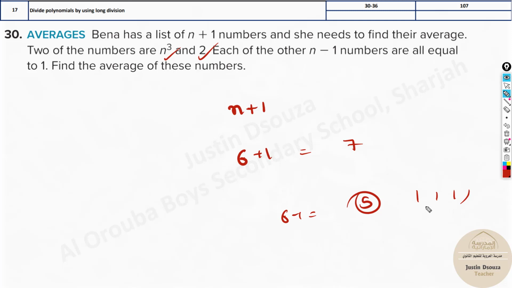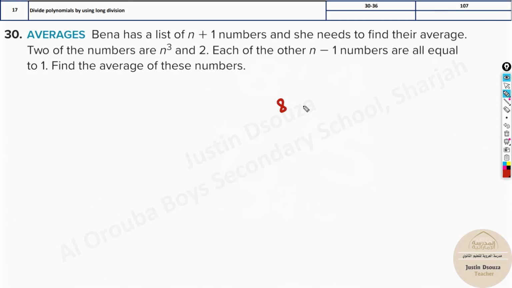We need to find the average. So average means what exactly? Now 6 cube is 216. So it's 216 plus 2 plus 1 plus 1 and so on, divided by 7, all the total numbers. Instead of this example, I will just give you another easy example. Imagine I have the numbers 8, 2, 1, 1, 1, just for understanding's sake. I need to find the average of these. I will add them all up and divide by the total number of numbers: 1, 2, 3, 4, 5.